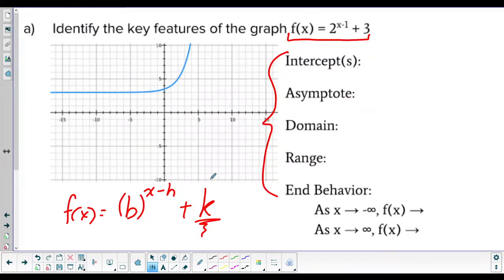So if we look at what number is being added or subtracted to the thing with the exponential on it, that'll tell us our asymptote.